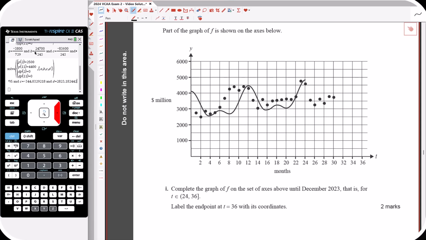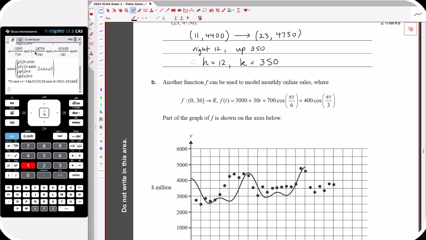Okay, so let's define this function so we've got it. f of t equals 3000 plus 30t plus 700 cos(pi t / 6) plus 400 times cos(pi t / 3).